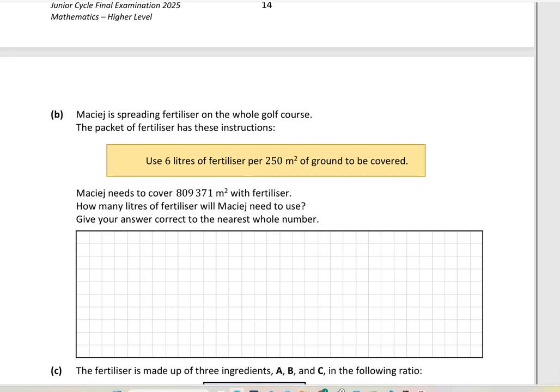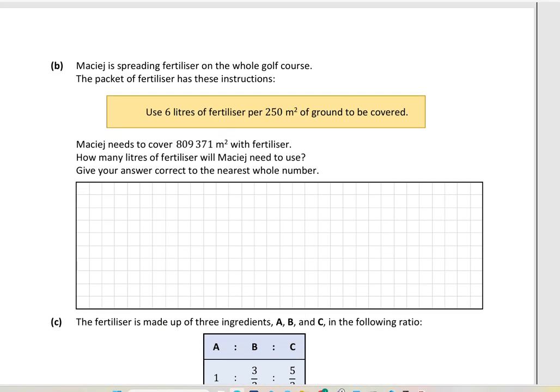Math check is spreading fertilizer on the whole golf course. So the whole golf course is not that previous section, it's more. The packet of fertilizer has these instructions. Use 6 liters of fertilizer per 250 meters squared of ground to be covered. Math check needs to cover this amount of ground. So how many liters does he need? Okay.